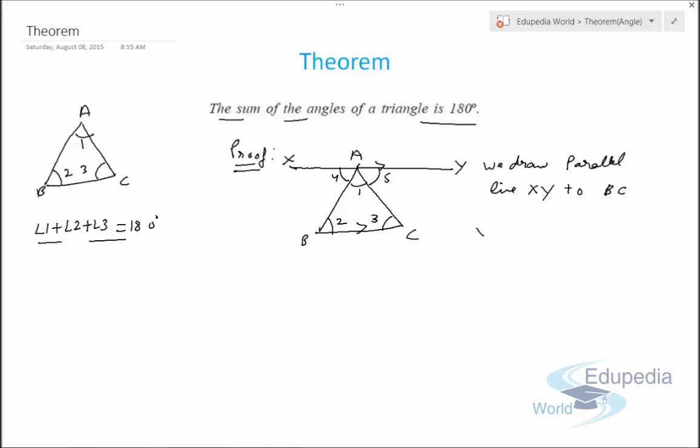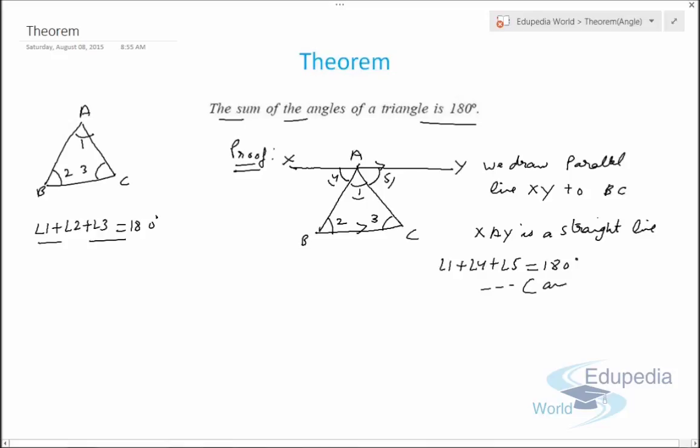As we know that XAY is a straight line. If it's a straight line, then this means that angle 4 plus angle 1 plus angle 5 should be equal to 180 degrees. You can say angles on a straight line, means angle 1 plus angle 4 plus angle 5 equals 180 degrees. Why? Because these are angles on a straight line. Right?